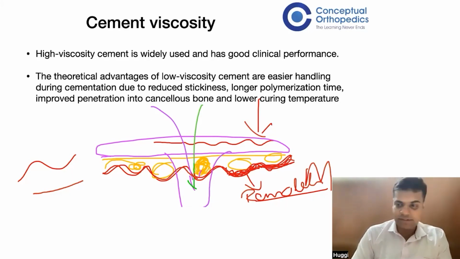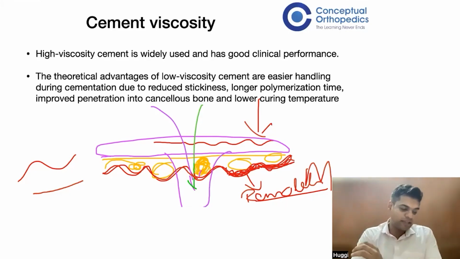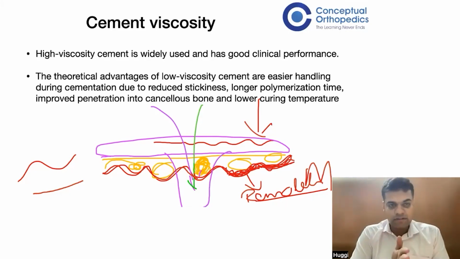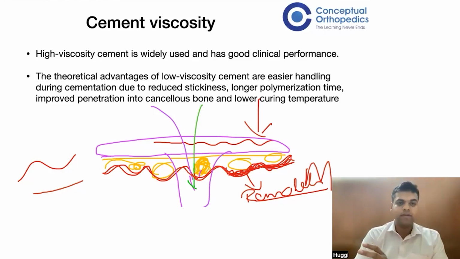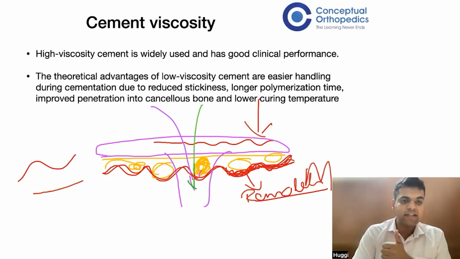So coming back to the viscosity. I was talking about how viscosity has an effect. High viscosity or low viscosity, both are commonly used everywhere. Mostly high viscosity cement is used, but theoretically speaking, low viscosity has an advantage. It has a longer curing time. That means you have more time to prepare the canal, put the cement, and put the prosthesis. This is the reason it has more theoretical advantage.